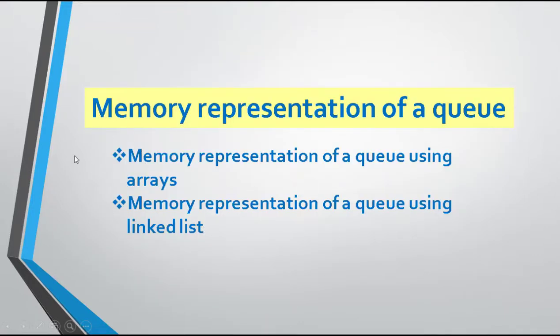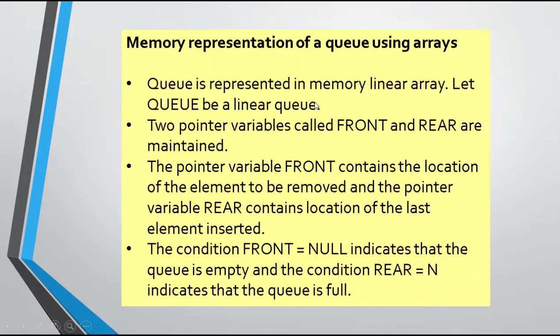The next topic we have studied was memory representation of queue. Memory representation of a queue is using arrays or using linked lists. So we are using arrays as well as linked lists. In the case of an array, we will be using two pointers, that is front and rear. Front will contain the location of the element to be removed and rear will contain the location of the last element. If front is equal to null, it indicates that the queue is empty, and rear equal to n indicates that the queue is full.